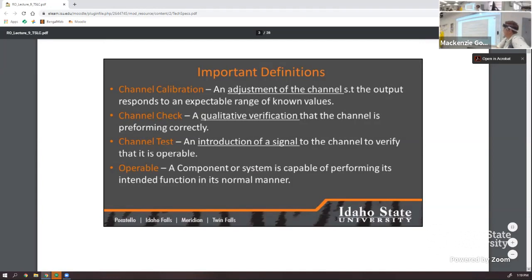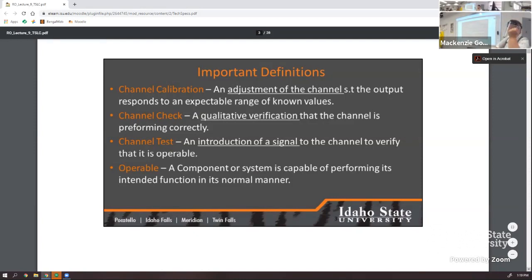A channel test is an introduction of a signal to verify that it's operable. So now you have a radiation detector, and you've done a check. You know that it's on, and you can hear its audible counting. You don't know if it's calibrated, but now you're going to test if it's operating in its correct range. You're going to hold a test source up to it and receive a radiation alarm, right? You've now tested your channel.